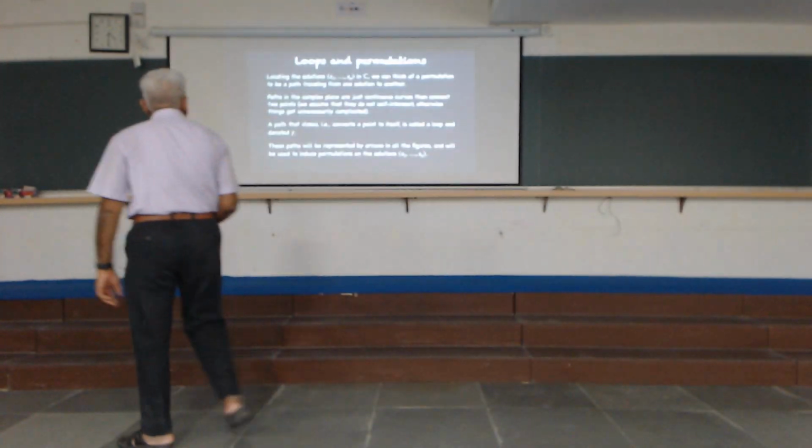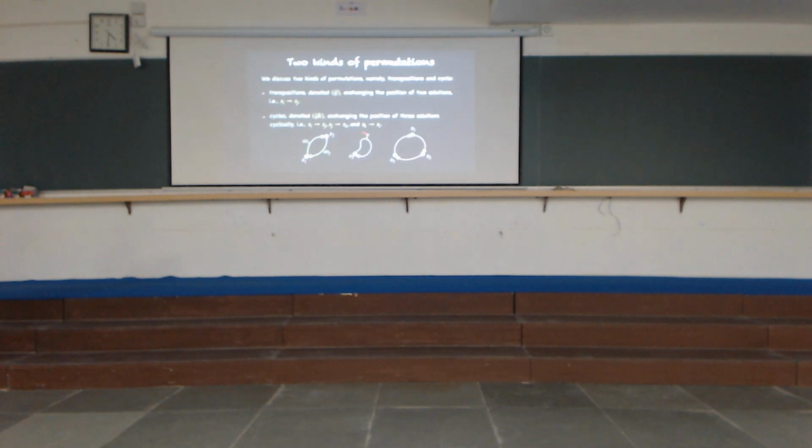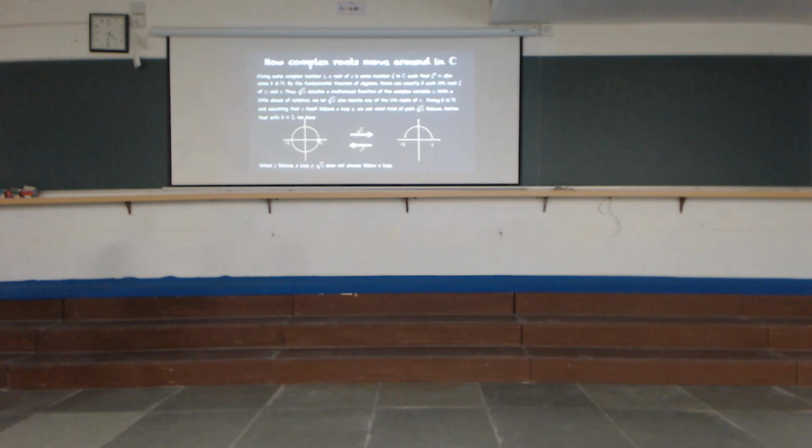So, as I have said here, paths are just continuous curves that connect 2 points. We assume that they do not self-intersect and so on. A path that closes, that is, connects a point to itself is called a loop, denoted by gamma. Here is a closed path. Starting from here, it comes back. Here, this path and similarly this path are not closed. S1 goes to S2. It's not a closed path. Whereas this is a closed path, and this will start playing a role soon.